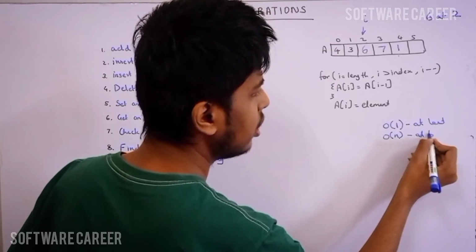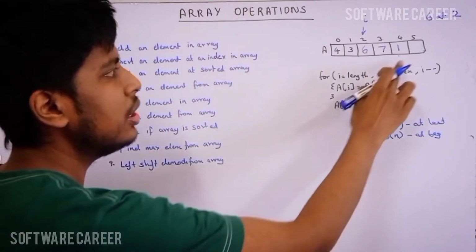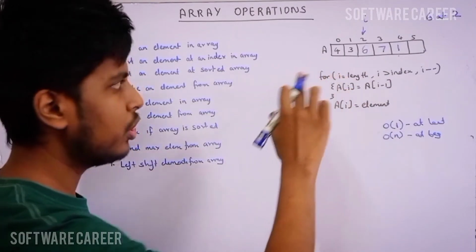This will be at the beginning. Why O of n? Because it needs to travel the full array for inserting.